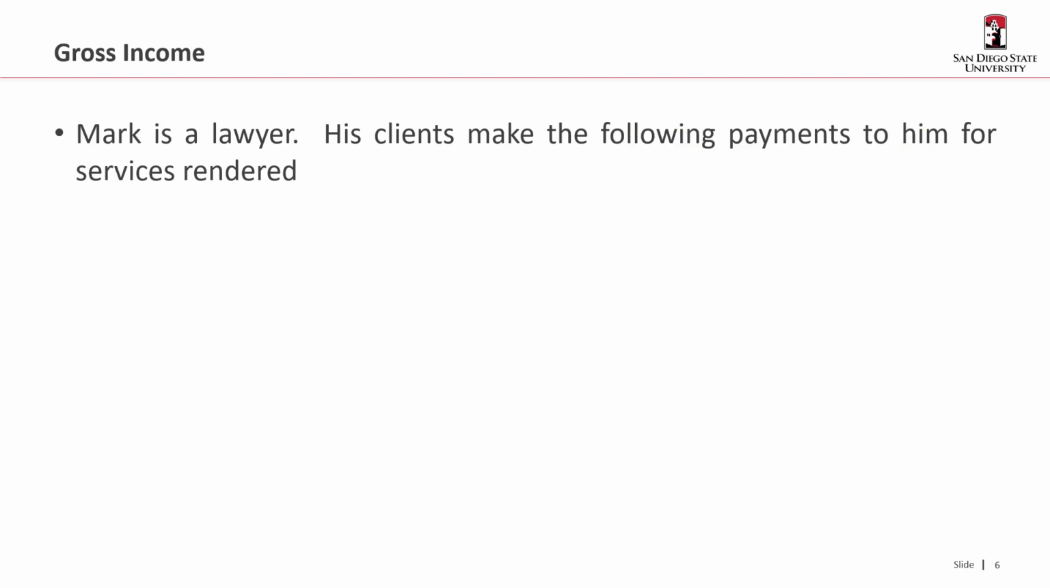So Mark's a lawyer, and his clients make the following payments to him for services rendered. So they pay him $1,000 cash. Does that sound like gross income? And yeah, it almost certainly does. How about if they give him a check for $1,000? Is that gross income? Well, yeah, that's a piece of property. It's actually a piece of paper.